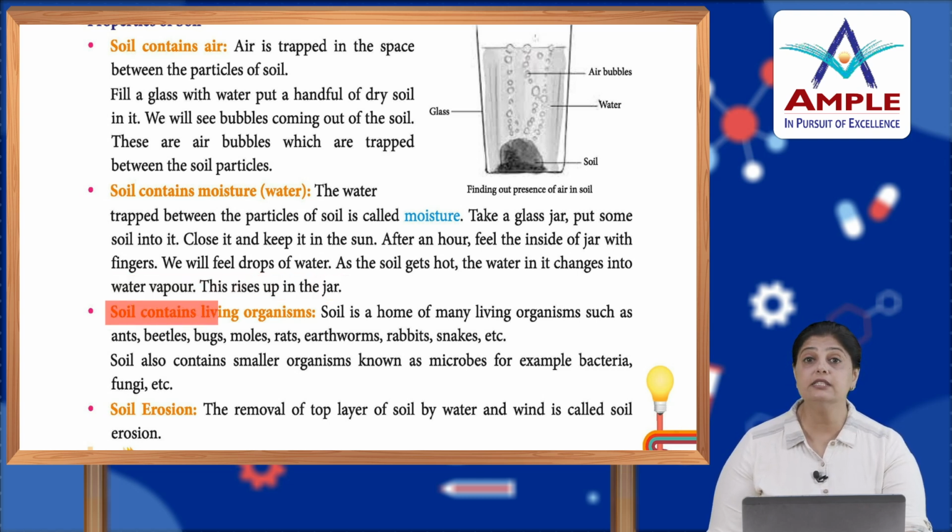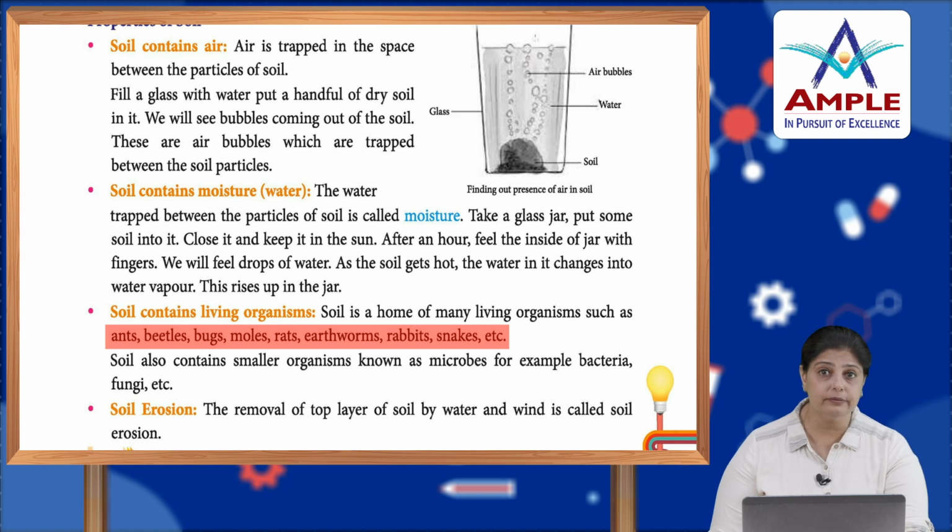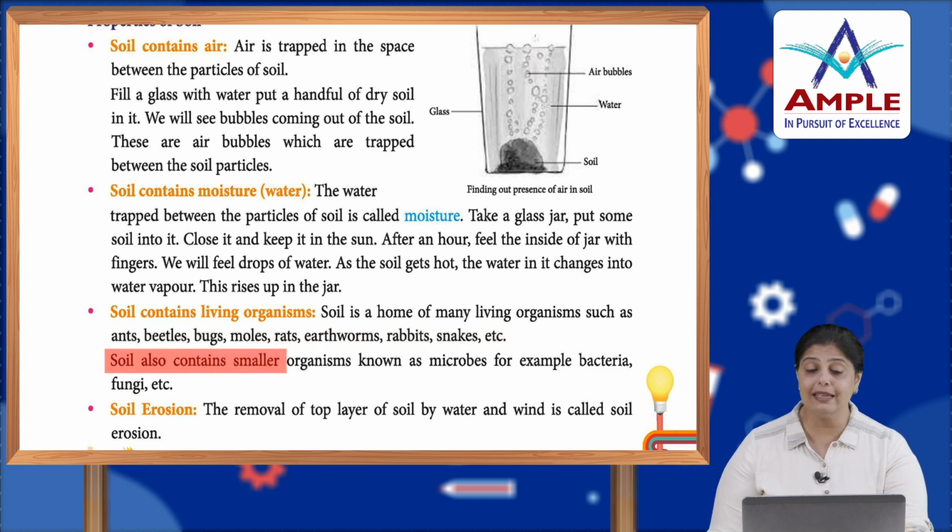Soil contains living organisms. Soil is a home of many living organisms such as ants, beetles, bugs, moles, rats, earthworms, rabbits, snakes, etc. Where do they all live? They live inside the soil. Snakes dig holes inside the soil in which they live. Soil also contains small organisms known as microbes, for example, bacteria, fungi, etc. And these can be observed only under a microscope. You cannot see them with bare eyes.